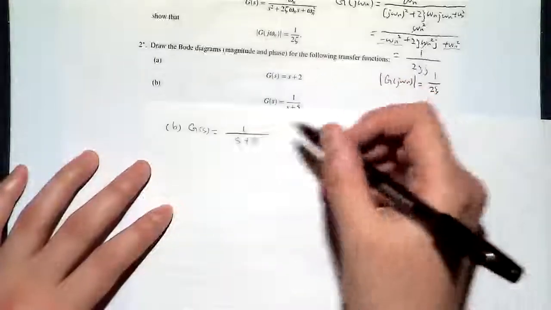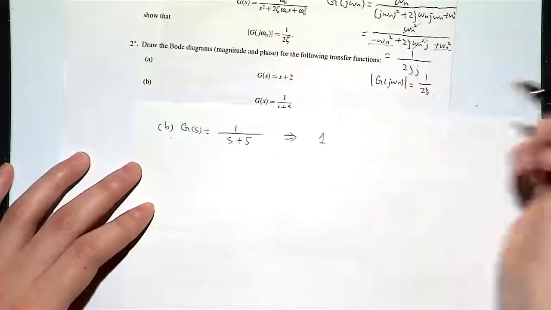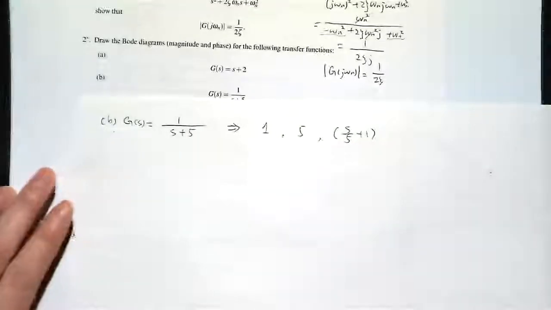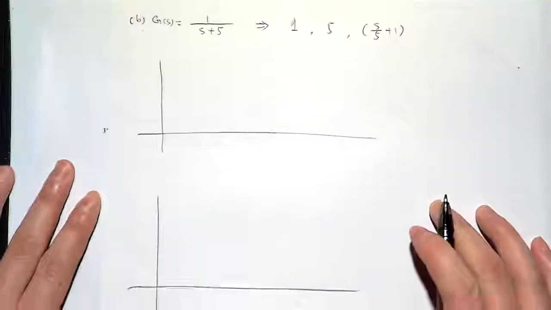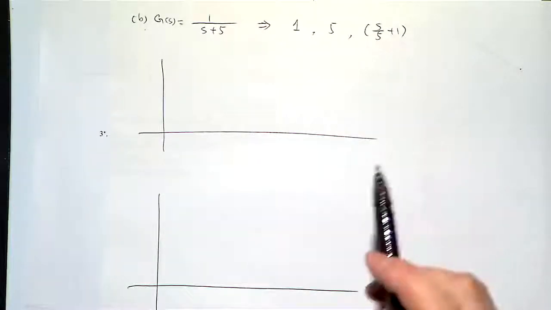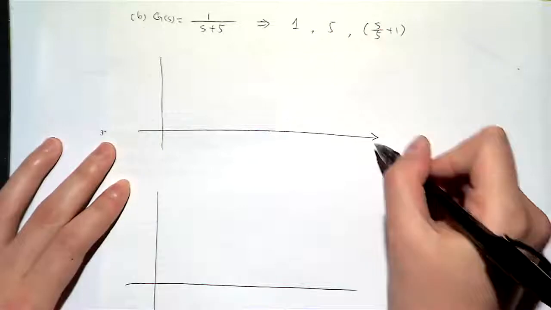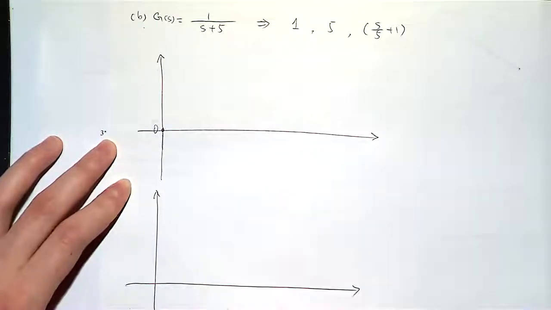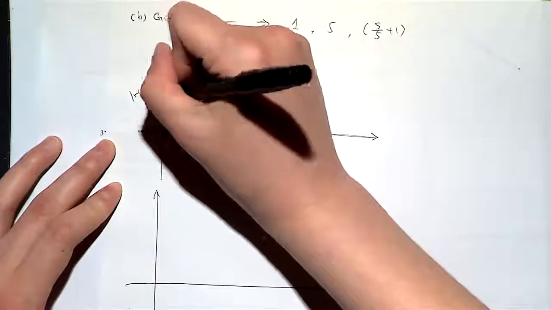So, we can split this into 3 parts. The first part is 1. The second part will be 5. The third one will be s on 5 plus 1, right? For the constants 1 and 5, it's quite straightforward, right? So again, say if you have 0 here, I should draw it longer. The constant 1 just gives you a line along 0 on the magnitude plot, right?